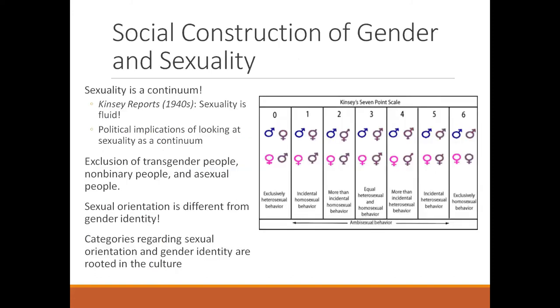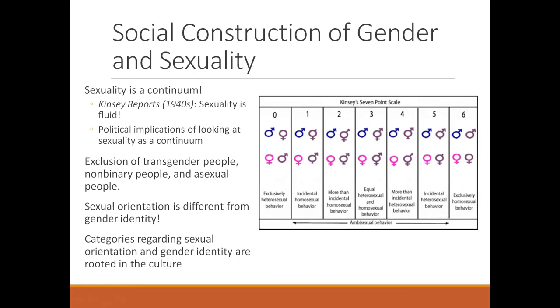Okay. I was going to mention one of the scientific studies about the social construction of gender and sexuality, which is the Kinsey reports that came out in the 1940s. So as early as then, the Kinsey reports highlighted how sexuality is fluid, meaning it's a continuum. And definitely, you can see political implications if and when people see sexuality as something that's a continuum rather than something fixed.